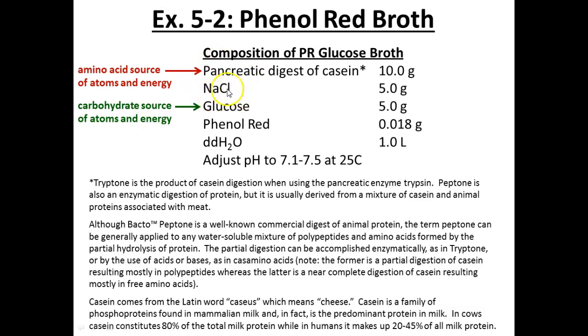We have sodium chloride to have an osmotic balance, right? We want to keep a good osmolarity to the media. Glucose, as I said, is our sugar source, our carbohydrate they're going to use for energy and electrons. Phenol red, of course, is there as our pH indicator. And then water. And balance the pH to around normal, right? So around neutral. So they really only have two food choices in these tubes. They eat the protein or they eat the sugar. That's it.